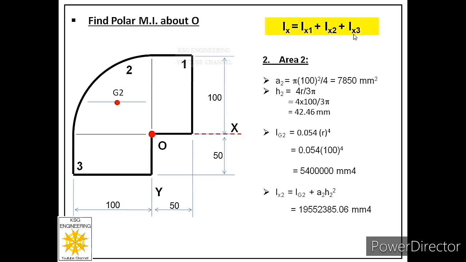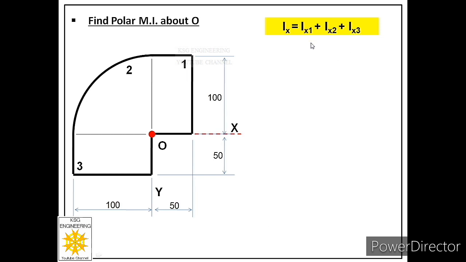Next is we have to find Ix3. So what is Ix3? Ix3 is the area moment of inertia of area 3 about the main axis, that is x-axis in this case. So for Ix3, what is the first step? First step is find its area, that is A3. So it is a rectangular area, so its area will be length into width, that is 100 into 50.